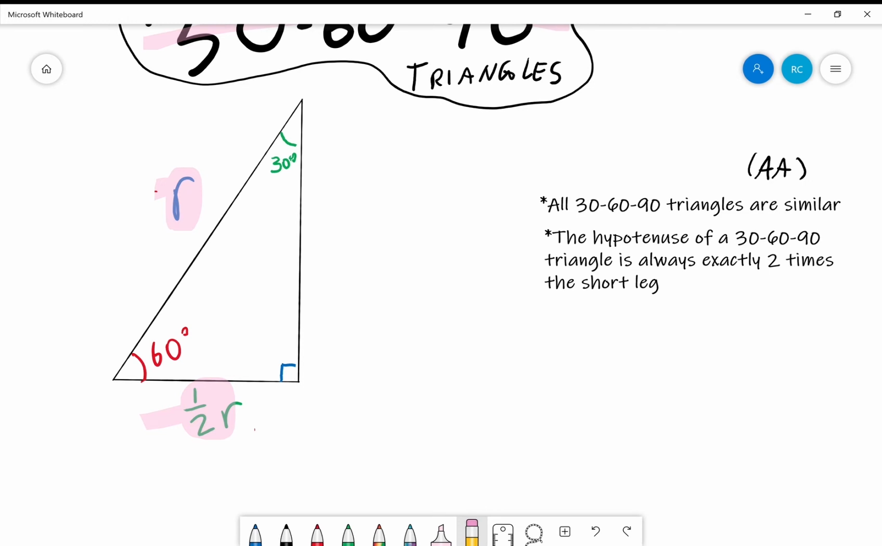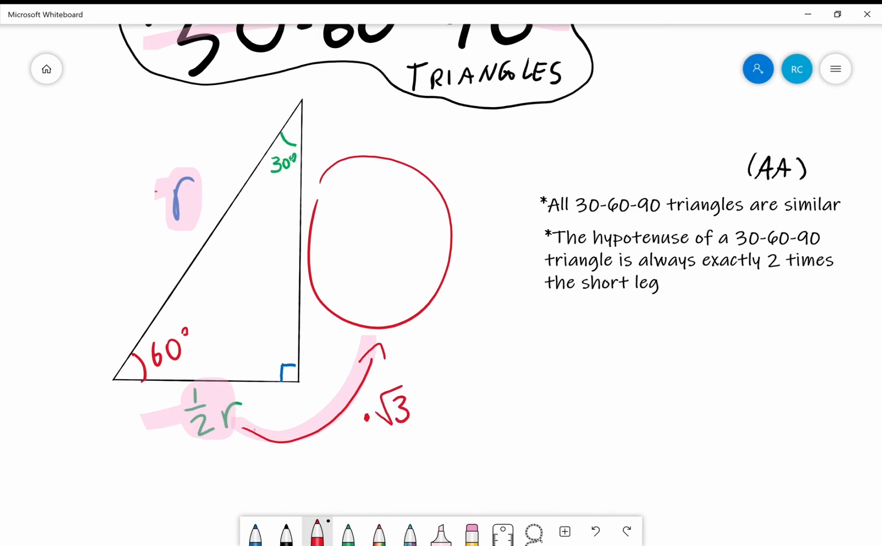Now, I'm not going to show the whole process because I will probably have you do it as an exercise on a quiz or an exam or something. We can use the Pythagorean theorem now to find this third side. And it turns out that to find the third side, you take the short side and multiply it by the square root of 3. So this side, this longer leg, is the square root of 3 divided by 2 times r.